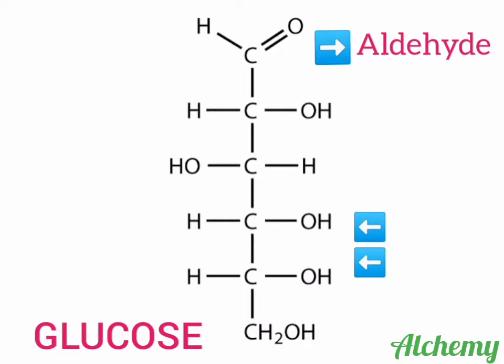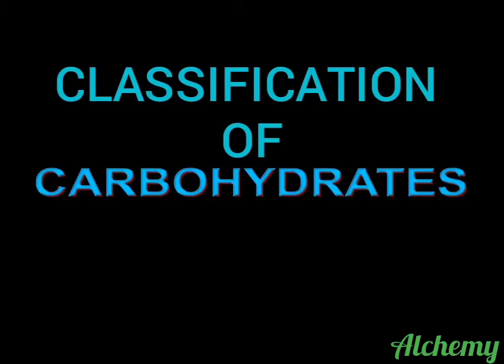In glucose, we can see that there are 5 OH groups. So it is a polyhydroxy compound. Along with that, the functional group in glucose is aldehyde. So glucose can be defined as a polyhydroxy aldehyde. So it comes under the category of carbohydrates.